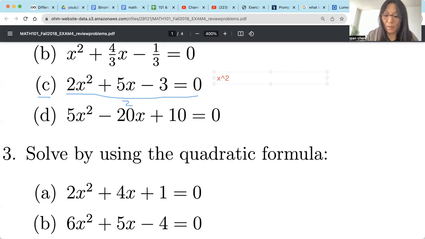Plus 5 divided by 2, this is 5/2 of x. Then minus 3/2. Well, remember we want to move negative 3/2 to the other side, it becomes positive 3/2 on the other side. Okay, now we want to complete the square, which means we take the number before x, which is 5/2. We divide it by 2, it becomes 5/4.